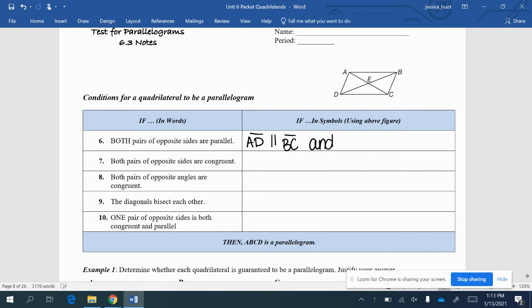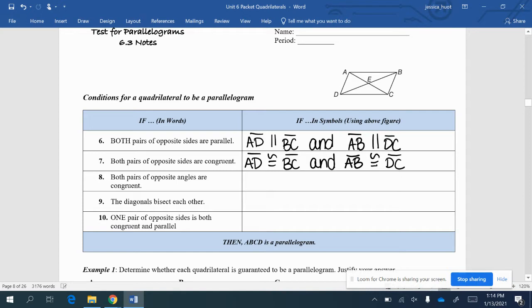And we have to know that AB is parallel to DC. Or we could have both pairs of opposite sides are congruent. So then AD is congruent to BC, and AB is congruent to segment DC.